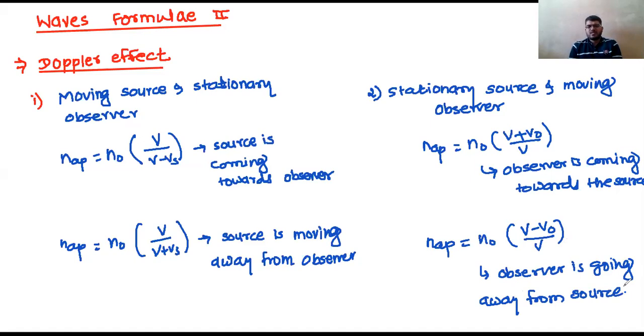So this is what two cases we have learned. First one is moving source and stationary observer. This formula you have to use: N apparent is equal to N naught V by V minus Vs when source is coming towards observer, and just V plus Vs when it is going away. In this case, when observer is coming towards the source, you have formula N naught into bracket V plus V naught by V. And when it is going away, just replace that V naught with minus V naught, and therefore the formula you are getting is N apparent is equal to N naught V minus V naught by V. So what is V naught there? Velocity of observer. Vs is what? Velocity of source. V is what? Velocity of sound. Okay.